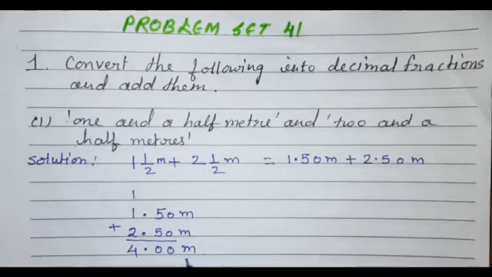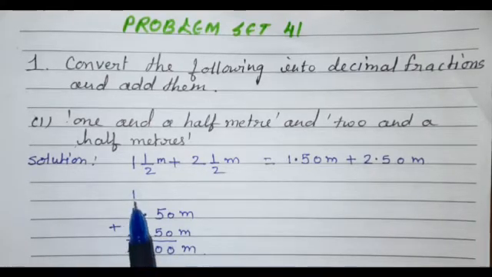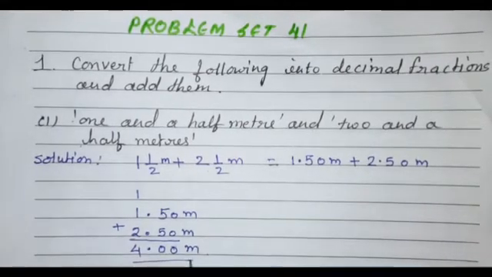First add meter as it is, right? Now starting addition from hundredths place. 0 plus 0 is 0. 5 plus 5 is 10. So write 0 at tens place and carried over 1 at unit place. Now 1 plus 1 is 2. 2 plus 2 is 4. So answer is 4.00 meter.